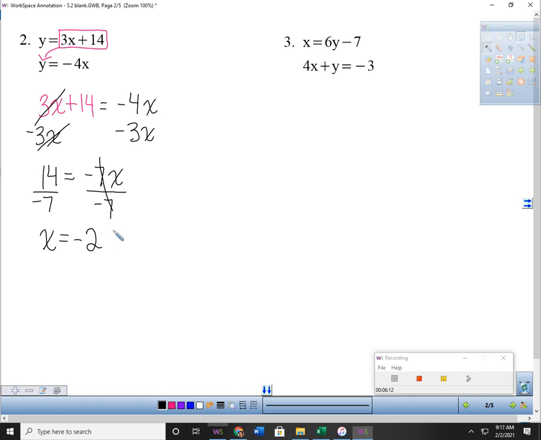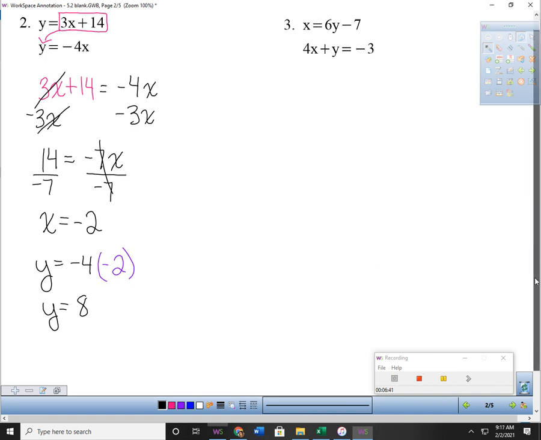So now I have found my x value. I can take it up here and plug it into one of these. It doesn't matter which one you plug into. I can plug into this one or I can plug into this one. I kind of think it might be easier to plug into the second one. So that's what I'm going to do. I've got negative 4 times, and then I'm plugging in my x value that I just found, negative 2. So negative 4 times negative 2 is positive 8.